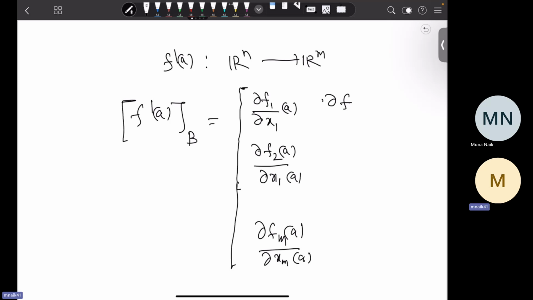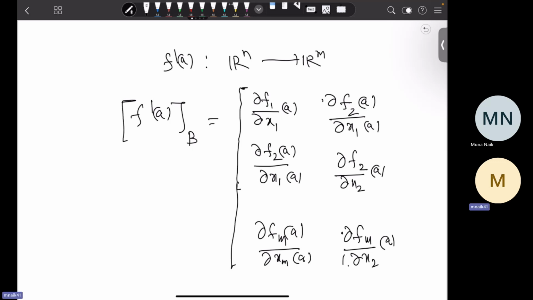Similarly, the second column is del f1 by del x2 at a, del f2 by del x2 at a, like this, down to del fm by del x2 at a, and so on, up to del fm by del xn.